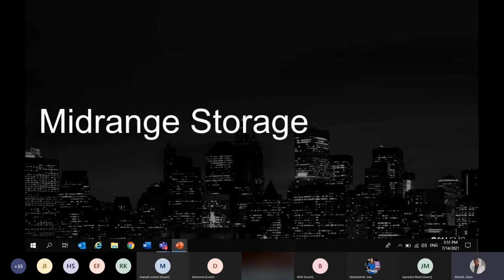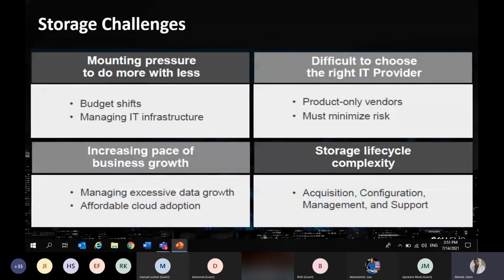So we talked about the servers. Let's navigate a little bit about the storage. What are the storage challenges that people mostly face? Actually, there are four main challenges. The first challenge is mounting pressure to do more with less. People usually have problems with budget shifts and managing IT infrastructure. It is difficult to choose the right IT because of product-only vendors, and people start to talk about minimizing the risk.